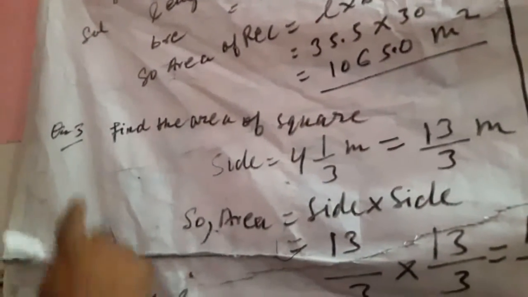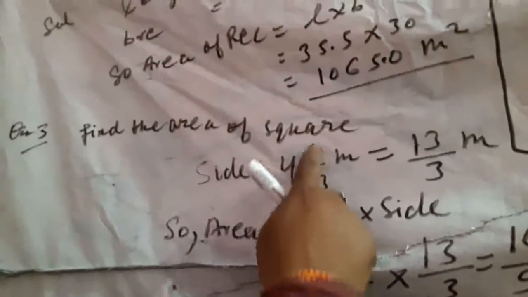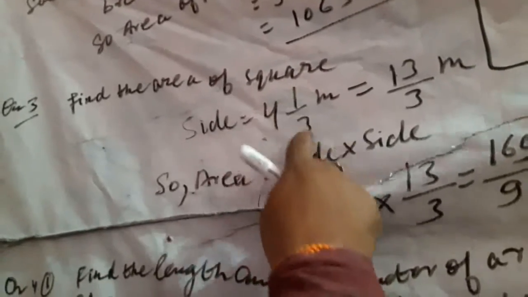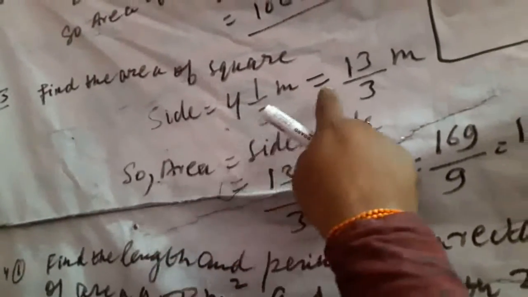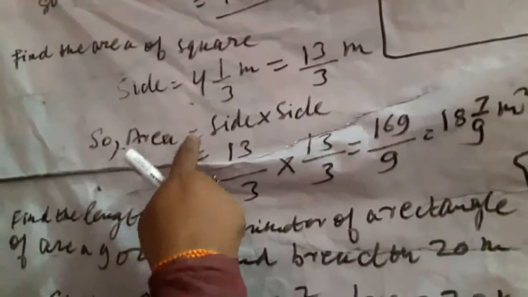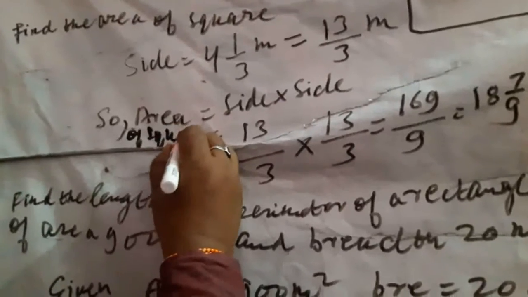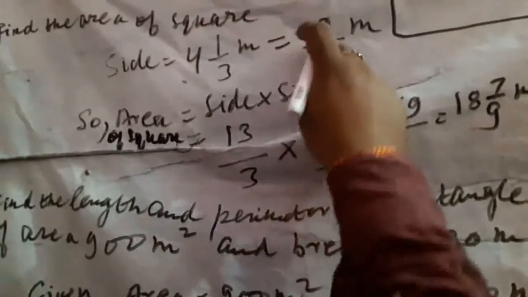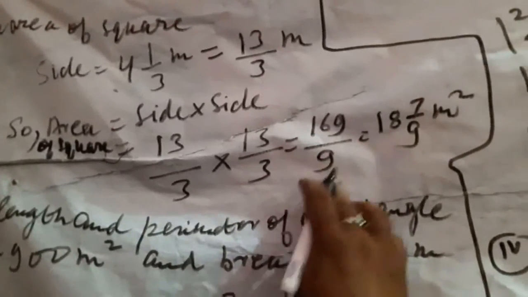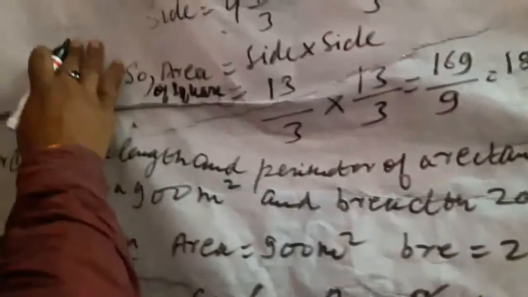Now come to question number 3. Find the area of a square if its side is 4 whole 1 upon 3 meter. Side is equal to 4 whole 1 upon 3 meter. We simplify, then we get 13 upon 3 meter. Now, what is the area of a square? Area of square is equal to side into side. 13 upon 3 into 13 upon 3 is equal to 169 upon 9, is equal to 18 whole 7 upon 9 meter square. This is question number 3.